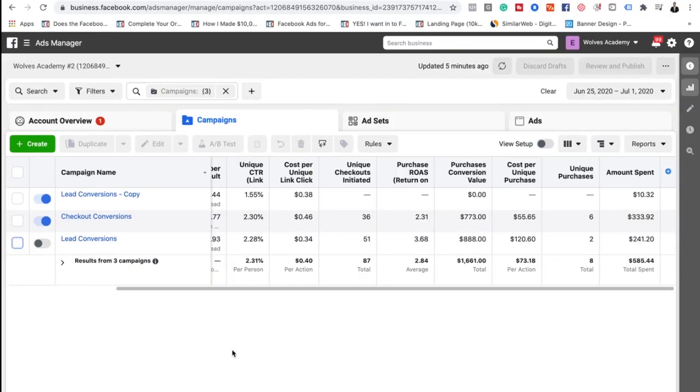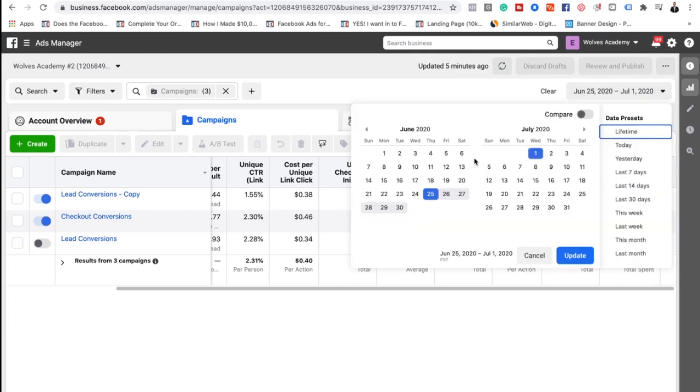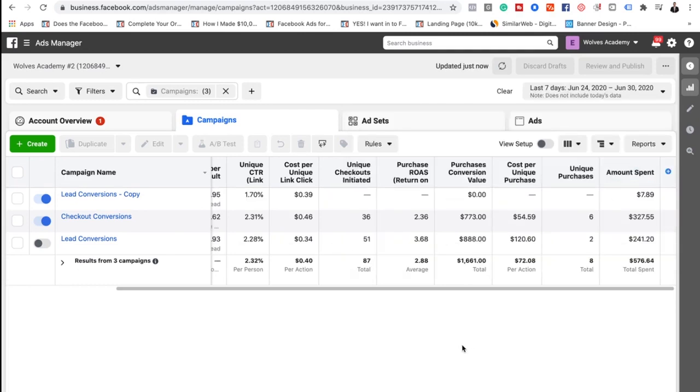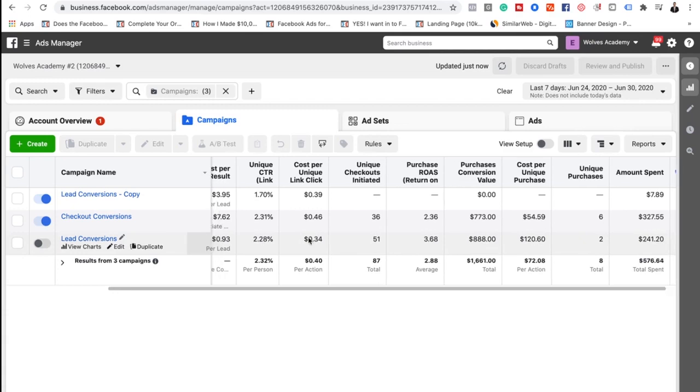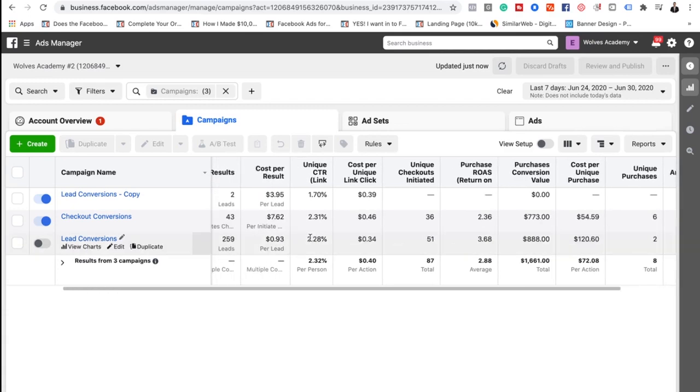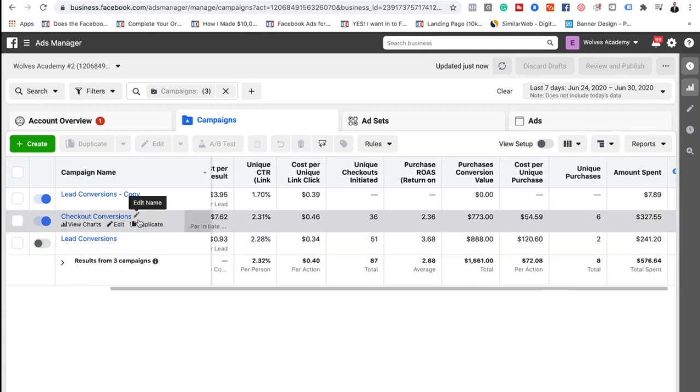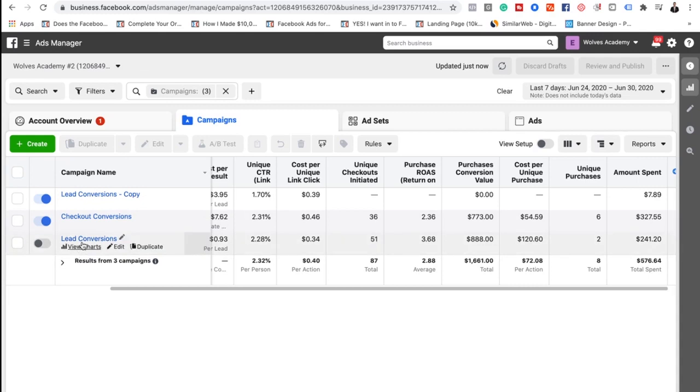All right, guys, so this one is a pretty interesting one. If we go back to the 24th to the 30th, which is what the last portion of the training we were talking about, you'll notice something has changed. What has changed? Basically, the reason why we cut off this lead conversions campaign is because it was out of KPIs. It had one purchase and the cost per purchase was $240.